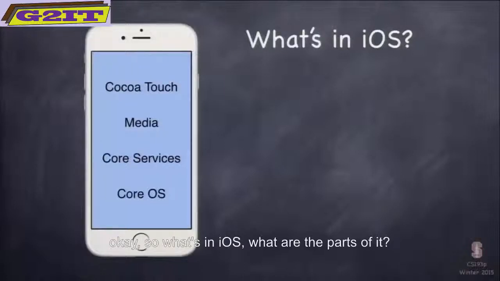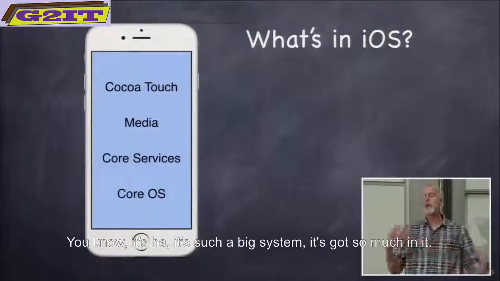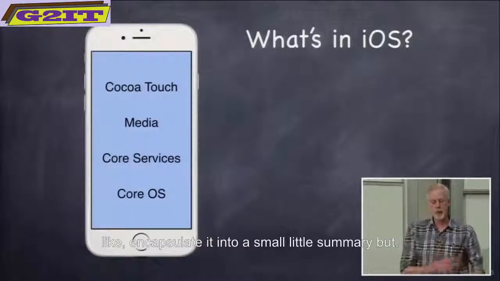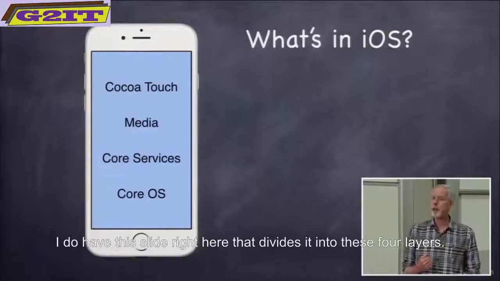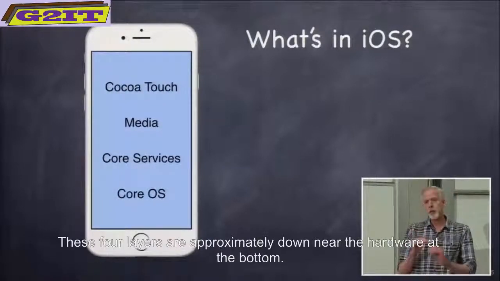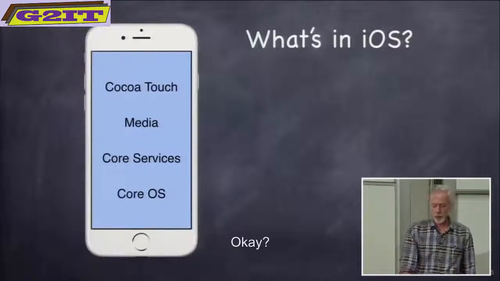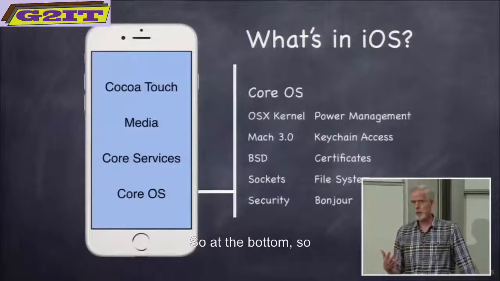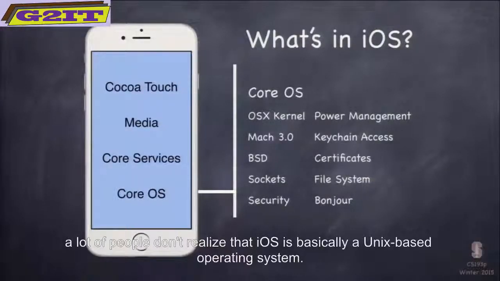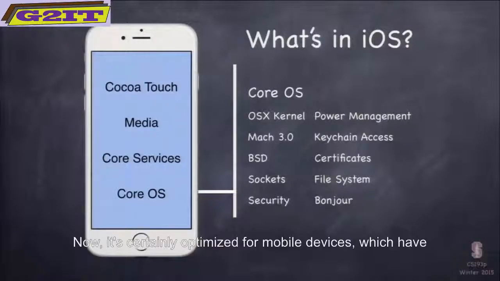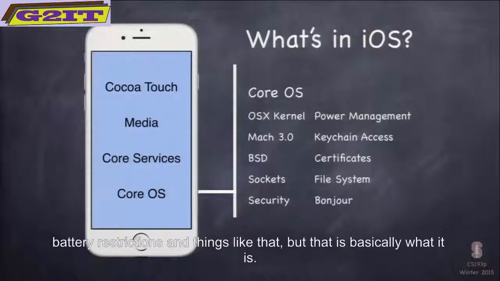Okay, so what's in iOS? What are the parts of it? It's such a big system. It's got so much in it. It's impossible for me to encapsulate it in a small little summary. But I do have this slide right here that divides it into these 4 layers. These 4 layers are approximately down near the hardware at the bottom, up near the user at the top. At the bottom, a lot of people don't realize that iOS is basically a Unix-based operating system. It's very similar, shares a lot of the core of Mac OS X. Now it's certainly optimized for mobile devices, which have battery restrictions and things like that. But that is basically what it is.